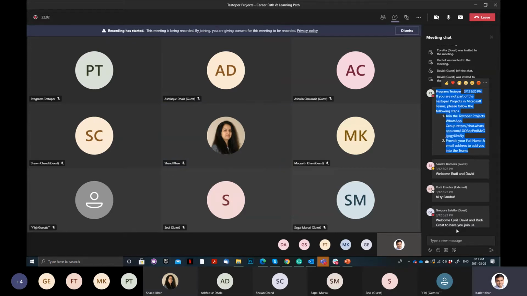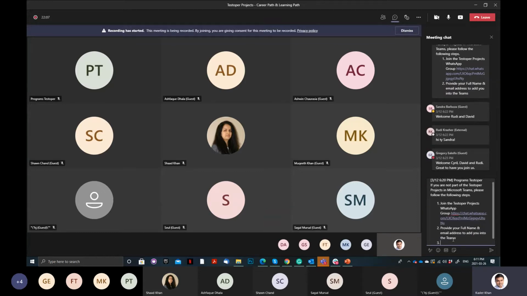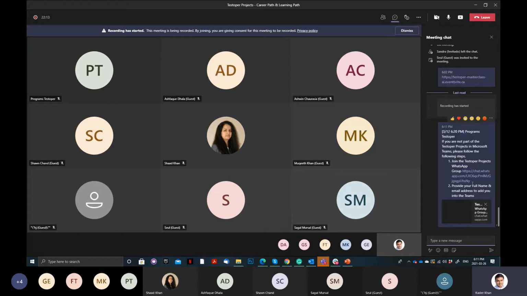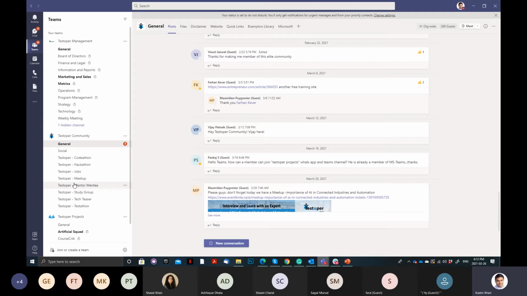So normally what we request team to do is join this WhatsApp group and then provide their first name and last name. Then what we do is we basically add them into our collaboration platform. We use Microsoft Teams, and I'm sharing it to you guys here.